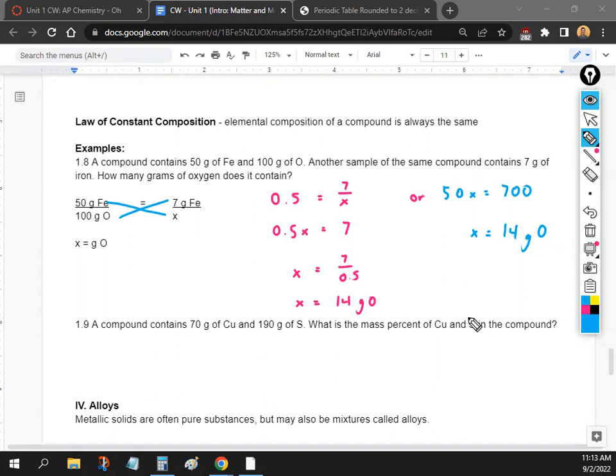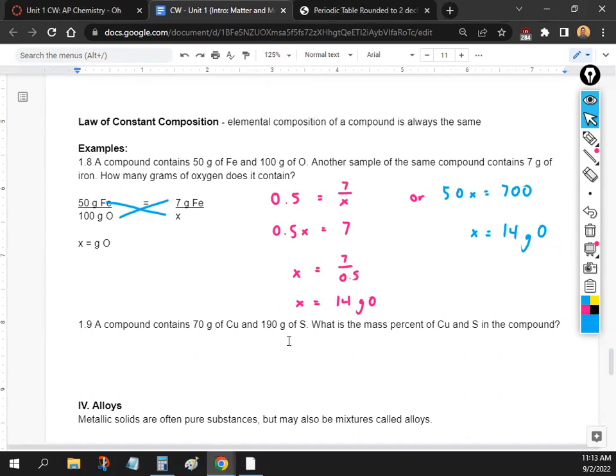Okay, this is the last one that we are going to go over, other than the other one, and then we'll go back to 1.7. Okay, 1.9 tells us that a compound contains 70 grams of copper and 190 grams of sulfur. So it's asking us what is the mass percentage of copper and sulfur. So here you have 2 questions in one for this one. Now, you see the words mass percent, and so we're going to be using that percentage formula, right? So the percentage formula we said earlier is whatever you're looking for divided by the total and then times 100%.